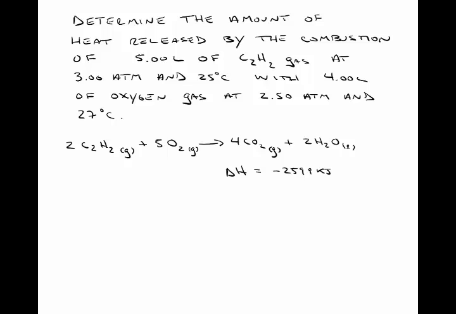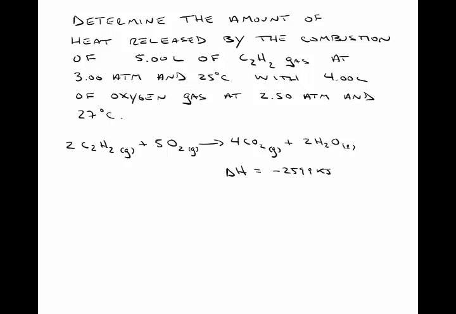Tonight I'd like to do an example of a thermochemistry problem that involves limiting reactant stoichiometry and the ideal gas law. Let's take a look at this problem. Determine the amount of heat released by the combustion of 5 liters of acetylene gas, C2H2, at 3 atmospheres and 25 degrees C with 4 liters of oxygen gas at 2.5 atmospheres and 27 degrees Celsius.